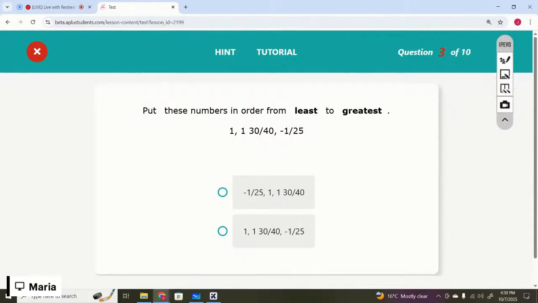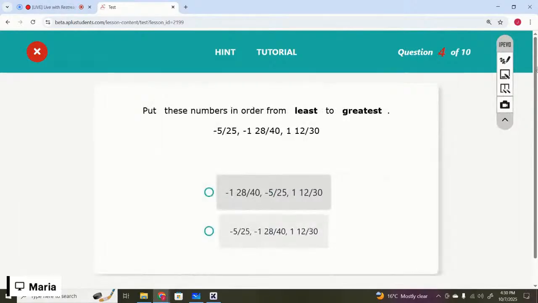Put these numbers in order from least to greatest. 1, 1 whole 30 over 40 and negative 1 by 25. The negative number is the smallest one. Negative 1 by 25, negative 5 by 25 and 1 whole 12 by 30.